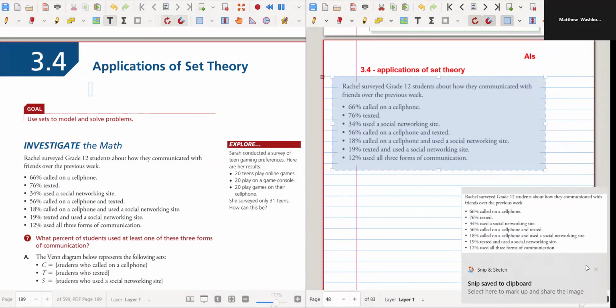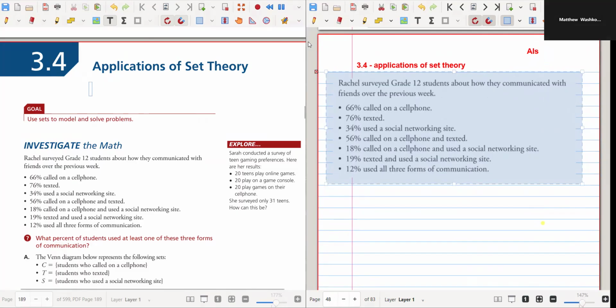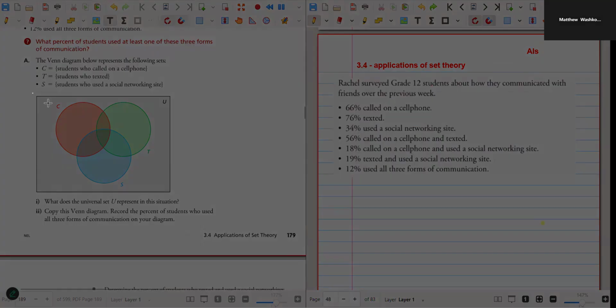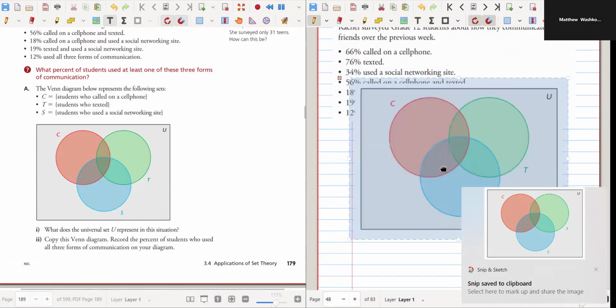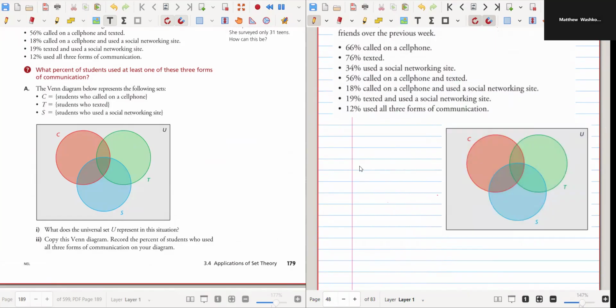So Rachel surveyed a group of 12 students on how they communicated with friends over a weekend. In this case, we're not actually given numbers, we're given percentages. Kind of tricky to figure out. We can still use these, right? If I know this adds up to 100%, then if I put a 5 here, that just means it's 5%. So we're going to use this Venn diagram here. Quickly pause the video and get this in. So 3, 2, 1. Okay, at this point you should be on pause.